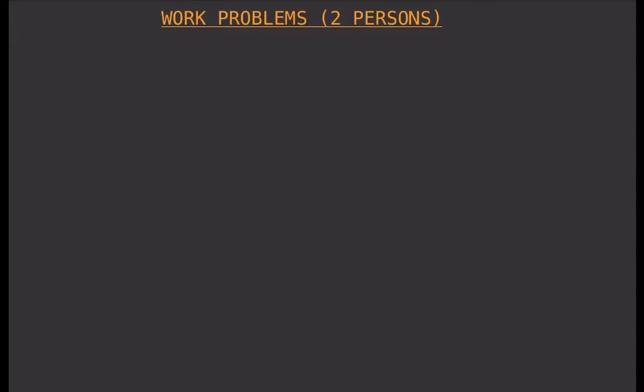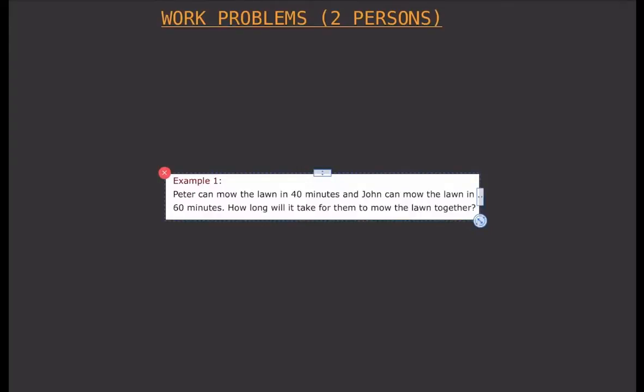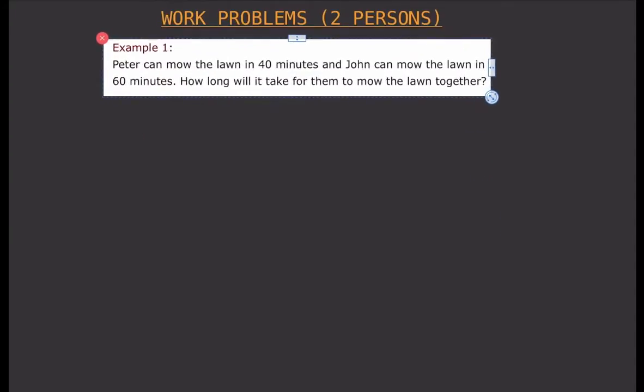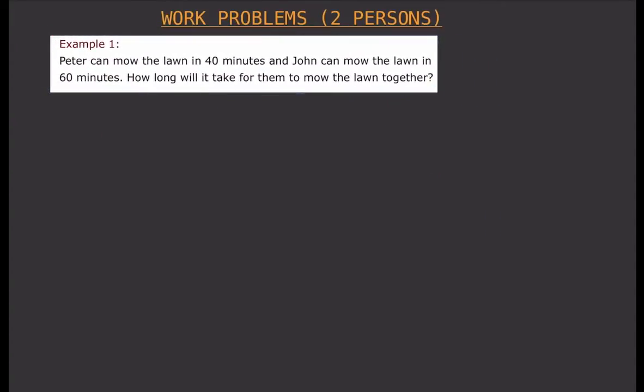So let me give you an example of a work problem. Take this example. Peter can mow the lawn in 40 minutes and John can mow the lawn in 60 minutes. How long will it take for them to mow the lawn together?